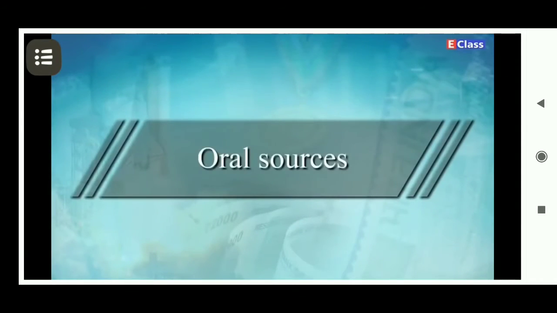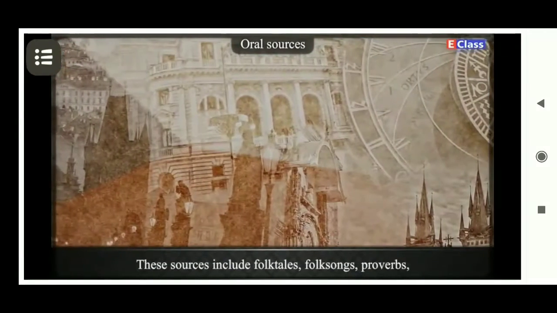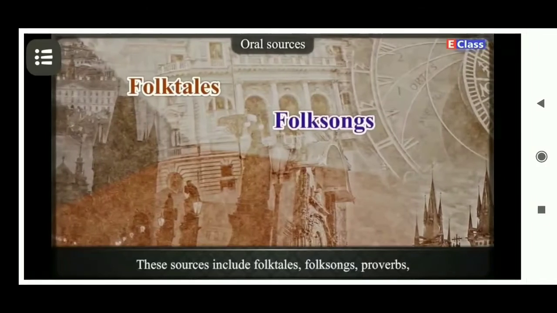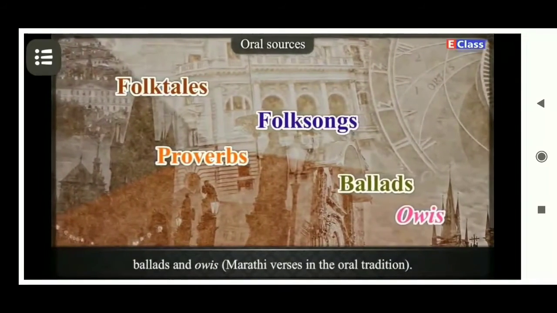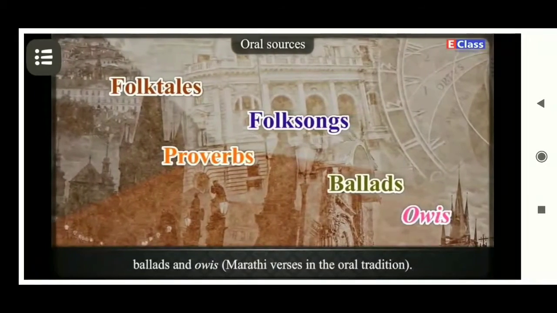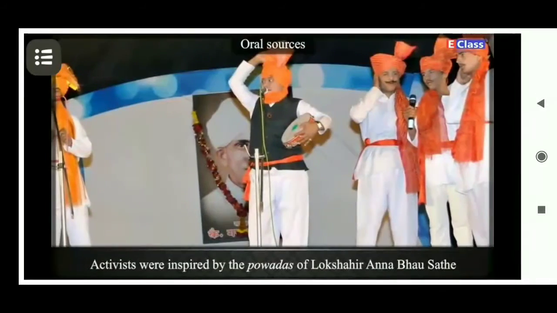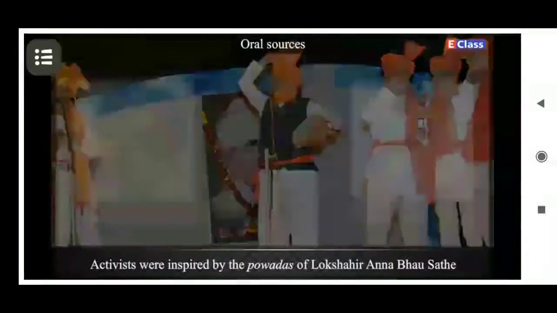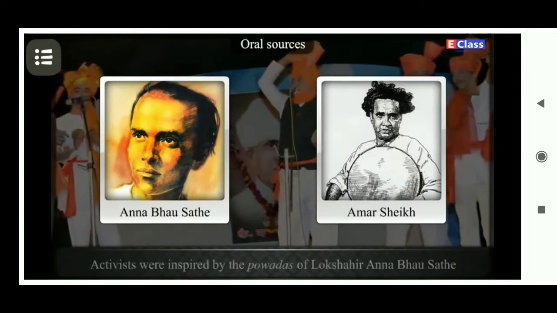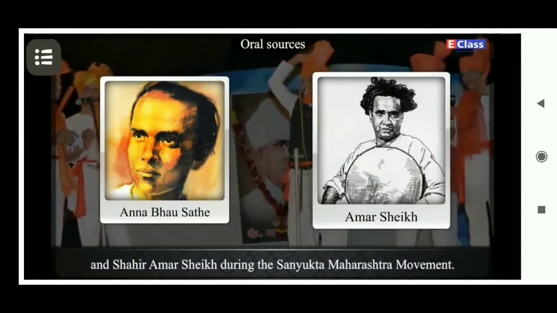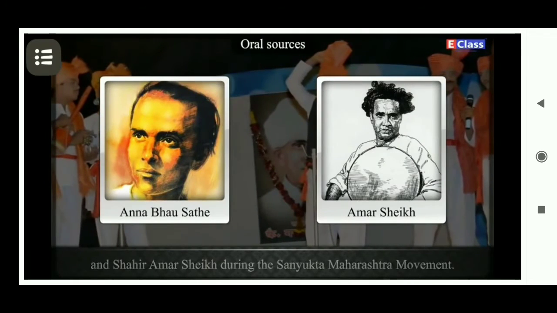Oral sources. These sources include folk tales, folk songs, proverbs, ballads, and ovis. Marathi verses in the oral tradition. Activists were inspired by the povadas of Lokshayar Annabhau Sathe and Shahir Amar Sheikh during the Sanyukta Maharashtra movement.